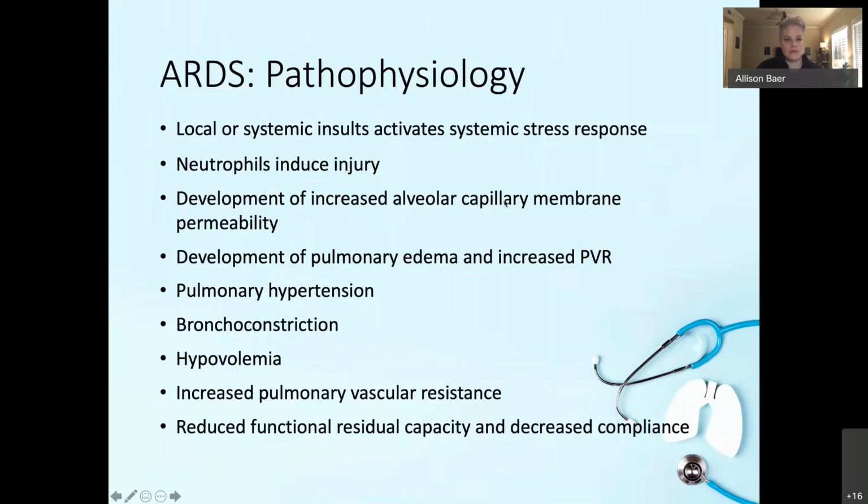So this kind of talks through the pathophysiology, but a local or systemic insult activates that systemic stress response. It can be an infection. It can be just a generalized body reaction. You can see ARDS from sepsis or from near drownings, or some kind of toxic inhalation, just something that activates that stress response. Will is asking a question.